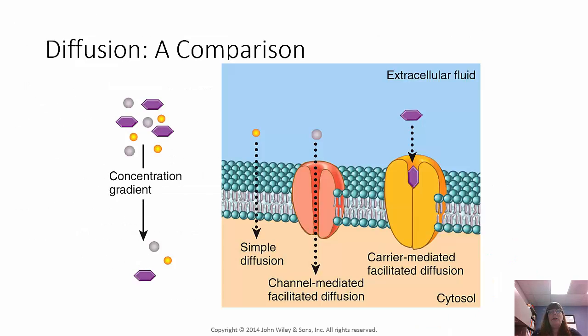So here's just a picture showing you simple diffusion. It goes straight through the plasma membrane. Channel-mediated facilitated diffusion, it goes through the channel. Or carrier-mediated, it attaches to the carrier protein and then is brought into the cell that way.